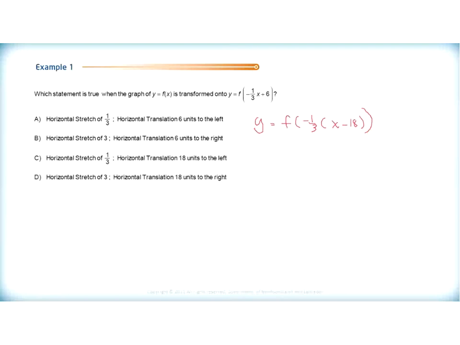There is my equation. I can see here that I've got a horizontal stretch of 3, and I've got a horizontal translation of positive 18, and I also have a reflection in the y-axis. Okay, we're looking for one of those answers to be correct here. Horizontal stretch of 1/3? No. So it's got to be either B or D. Horizontal stretch of 3, horizontal translation of 6, or horizontal stretch of 3, horizontal translation of 18 units to the right, which is positive, so the correct answer is indeed D.